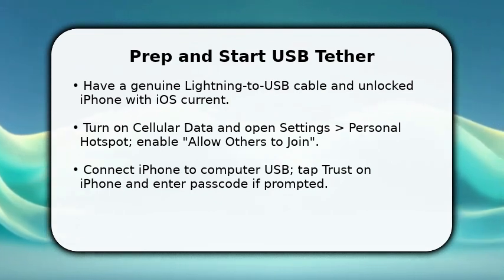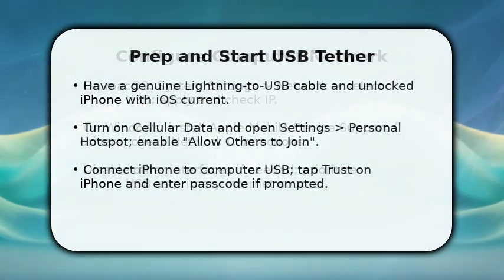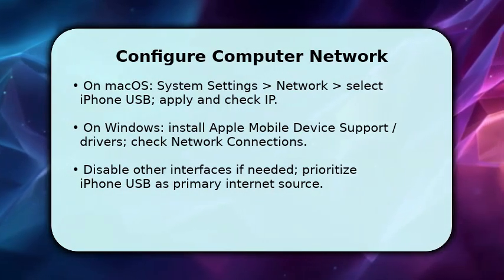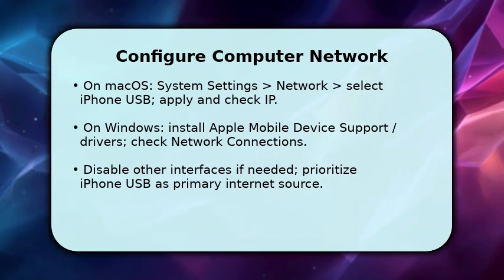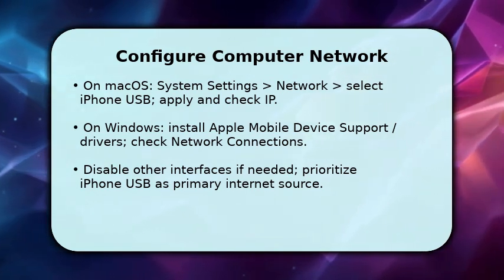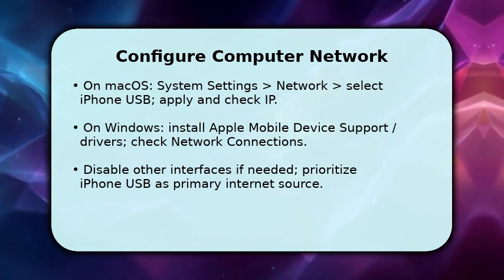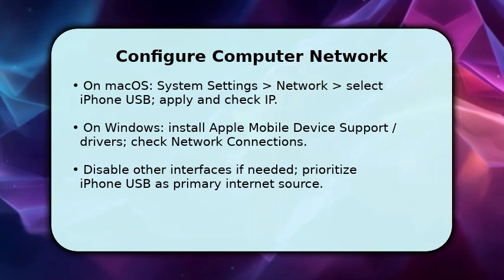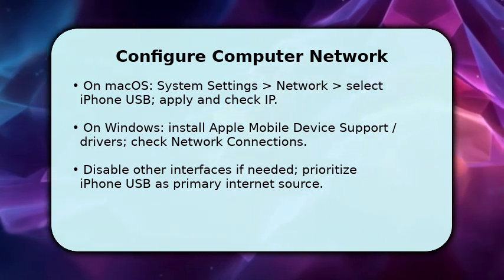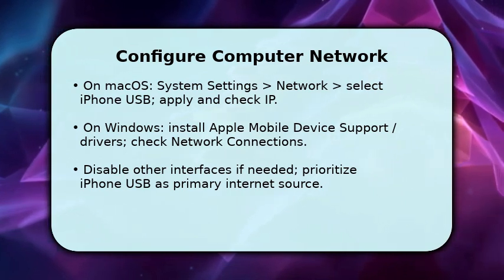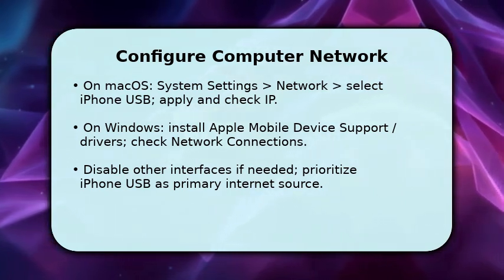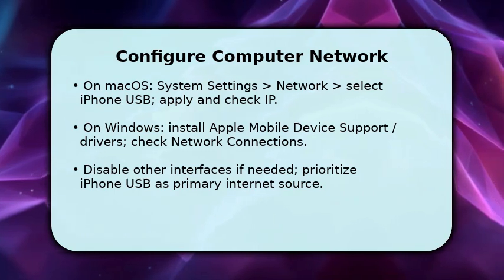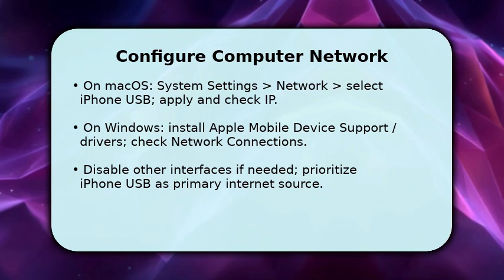You now set up the computer side so traffic flows over USB. For Mac OS, open System Settings, choose Network, pick iPhone USB, and confirm it has an IP address. Apply changes. For Windows, ensure Apple mobile device support and drivers are installed, then open Network Connections and enable the iPhone adapter. If other interfaces conflict, temporarily disable Wi-Fi or Ethernet so the system prefers the USB link.